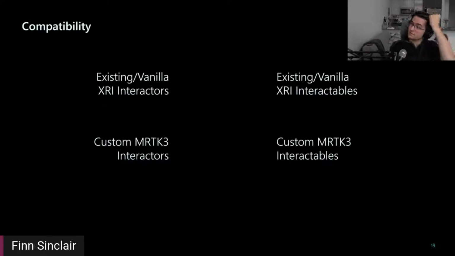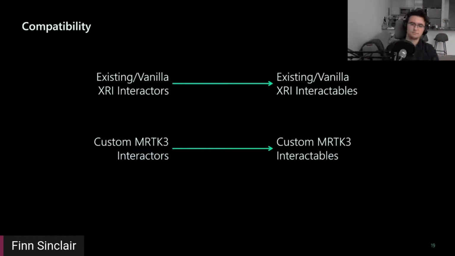So what do we get from this? From all this blab, what's the actual benefit? Obviously, XRI interactors work with XRI interactables, and our interactors would, of course, work with our interactables. But you also get vice versa. You also get the ability for our interactors to interact with existing XRI interactables. So if you have an existing XRI project, you can actually bring our input and interaction into your project if you'd like. It will not only work with your existing XRI rig, but it will also work with your existing interactables out of the box. No configuration needed.